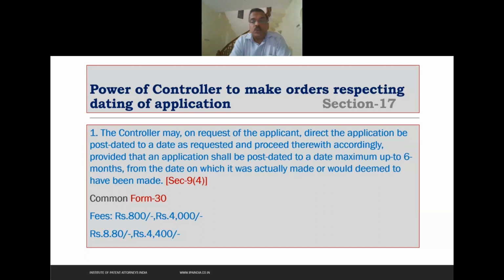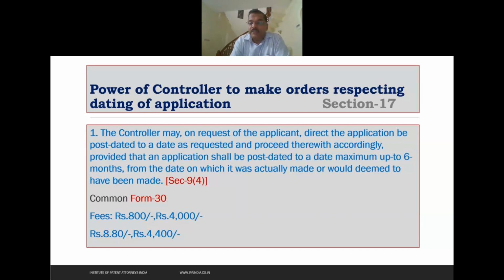And this is related to subsection 4 of section 9. We have already discussed post dating, power of controller to make orders respecting dating of application. The controller may, on request of the applicant, direct the application to be post dated to a date as requested and proceed therewith accordingly, provided that an application shall be post dated to a date maximum up to 6 months from the date on which it was actually made or would be deemed to have been made.